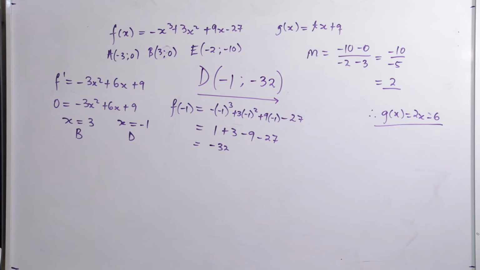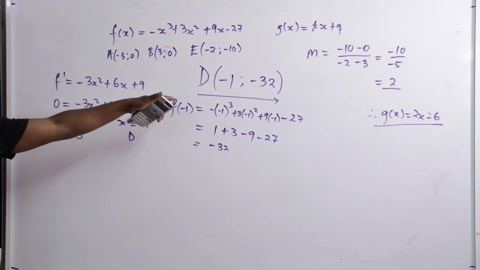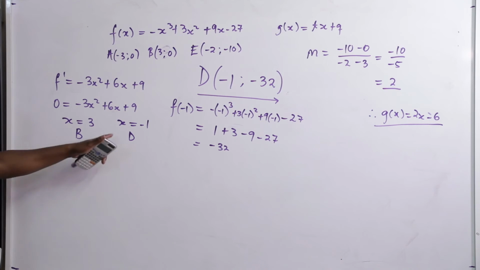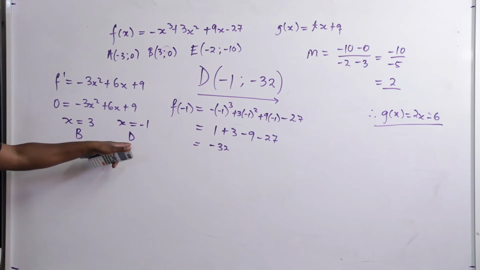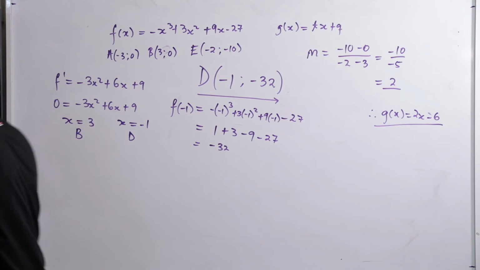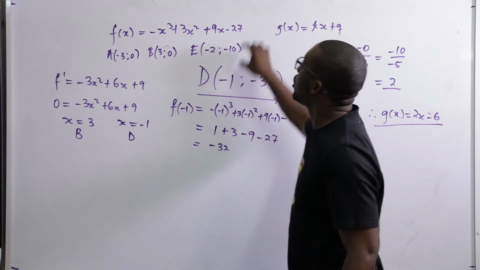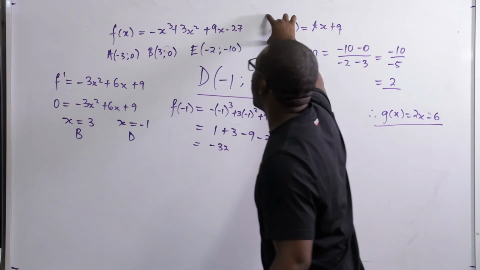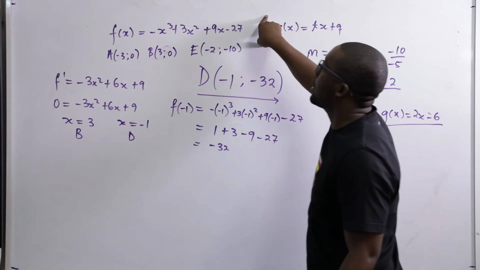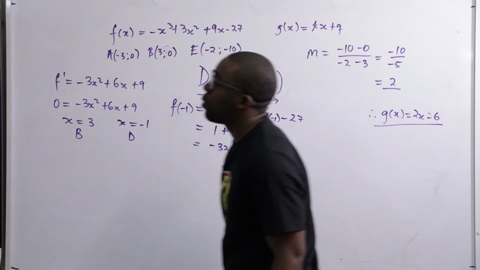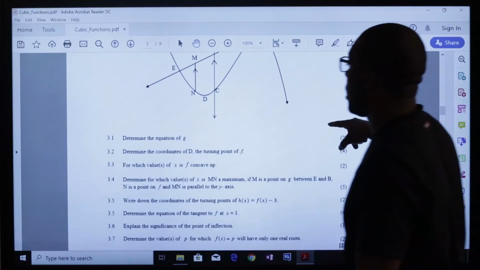How did we get it? We differentiated once, equated to 0. We got two values of x. One is x equal to 3, which corresponds to the turning point at B. And the other one is x equal to minus 1, which can only be at D. After we got the x coordinate, we substituted into the original function, f of x. So wherever there was x in f of x, I substituted minus 1. Then the corresponding value we get is minus 32.